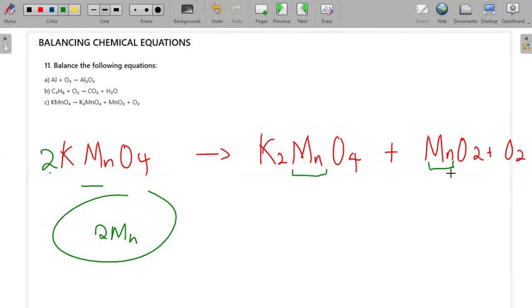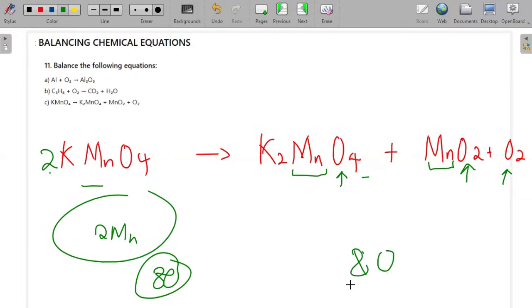What about the oxygen? On my left, I already have 4 here, being multiplied by this 2. So that makes 8 oxygens on my left. And then on my right, here I have 4 oxygens, here I have 2 oxygens, and there I have 2 oxygens. So when I add all of these, I also get 8 oxygens. So I just add a 2 in front of the K there, and then the whole equation is balanced. All right, any questions on balancing the equations?